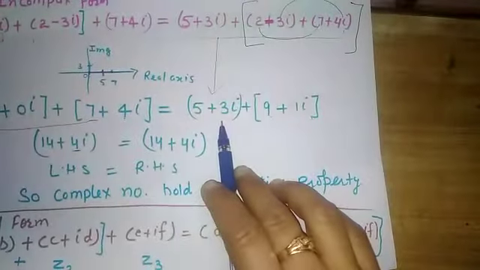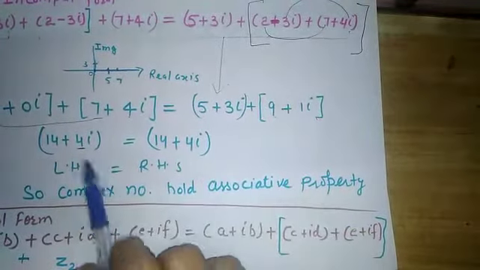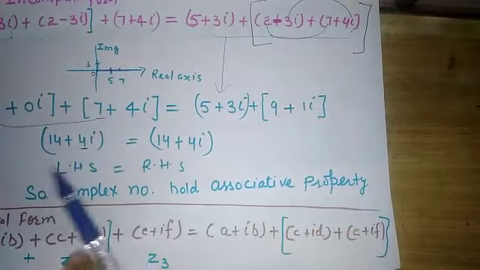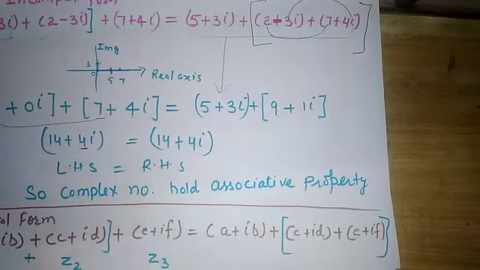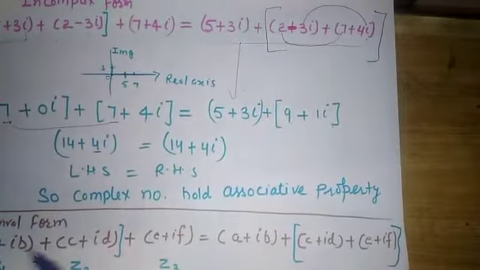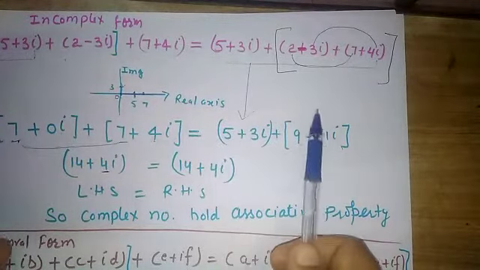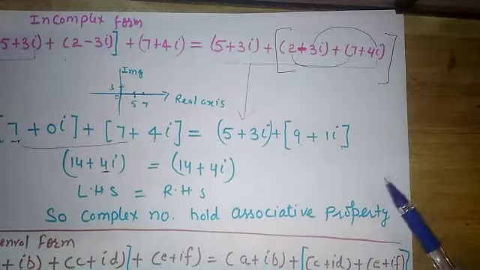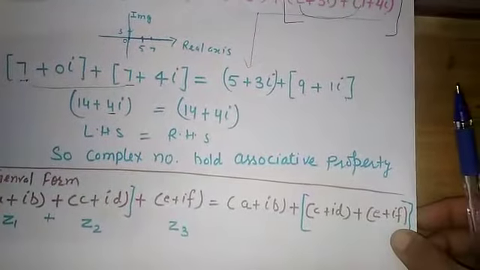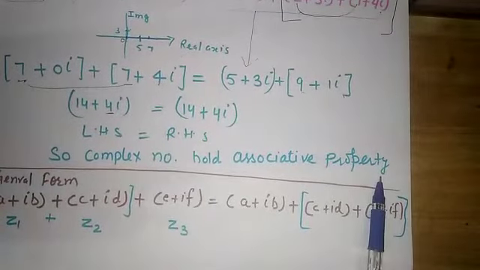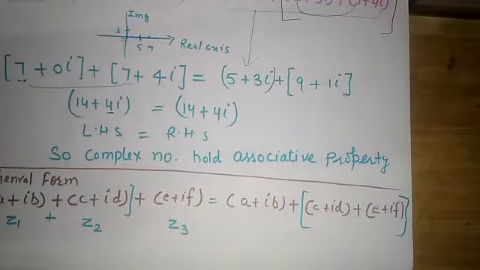So on the right hand side, I'm adding in the similar way. So what I'm concluding is that both the results are the same. Whenever both the results are the same when I'm adding with two different methods, then I can say the complex numbers hold the associative property. If I get a different result, then I cannot say the complex numbers hold the associative property.